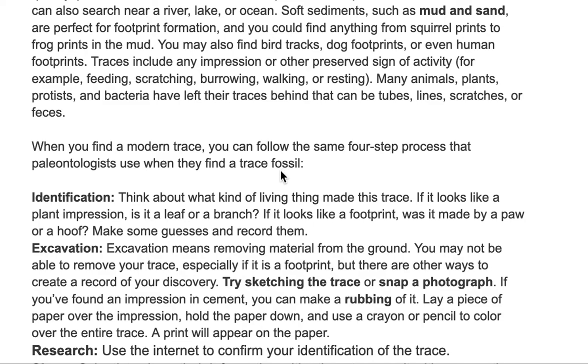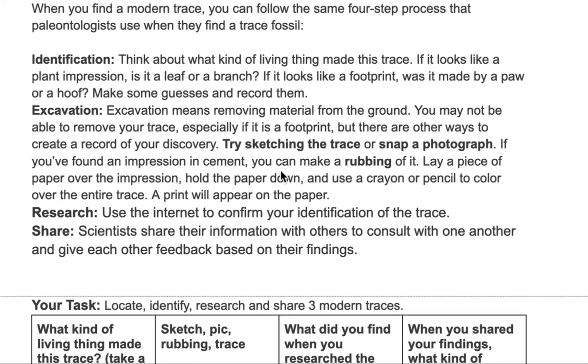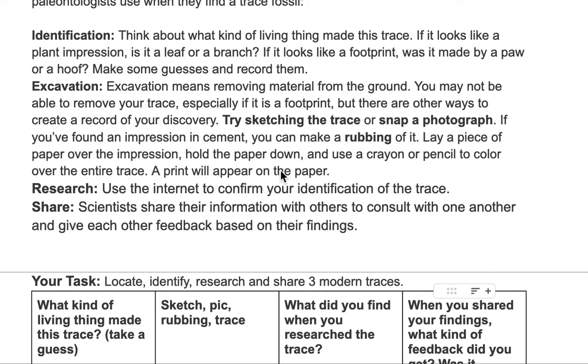Okay. So you're going to actually go outside and you are going to find 3 modern traces, and you are going to try and identify them. So there's identification. You're going to think about what kind of living thing made this trace. If it looks like a plant impression, is it a leaf or a branch? If it looks like a footprint, was it made by a paw or a hoof? Make some guesses and record them.